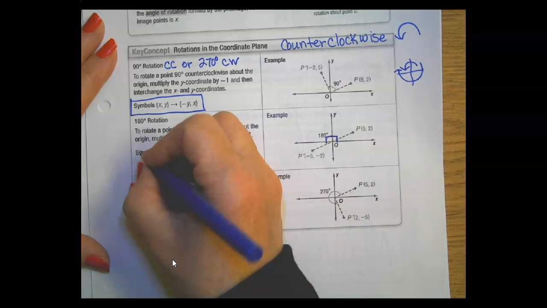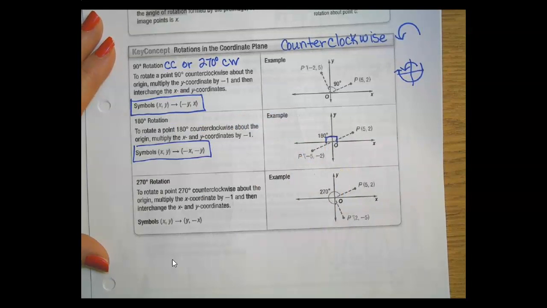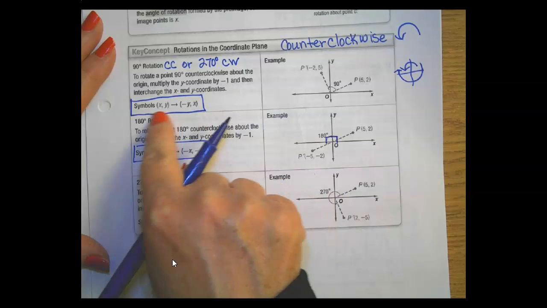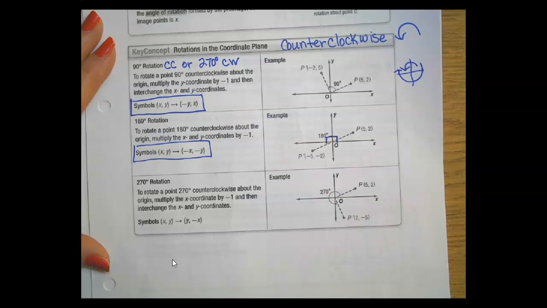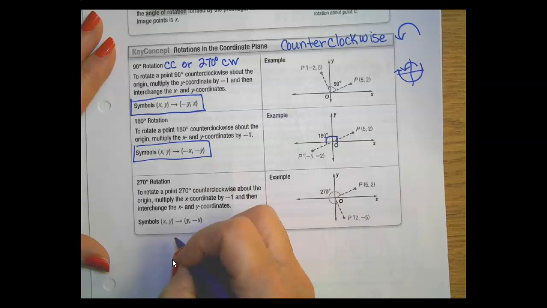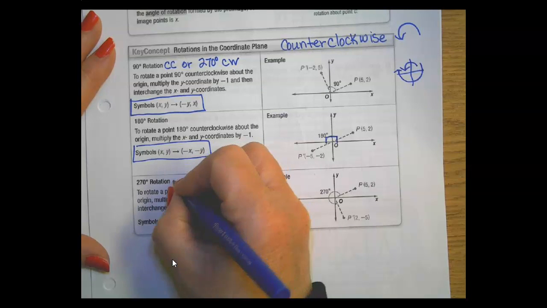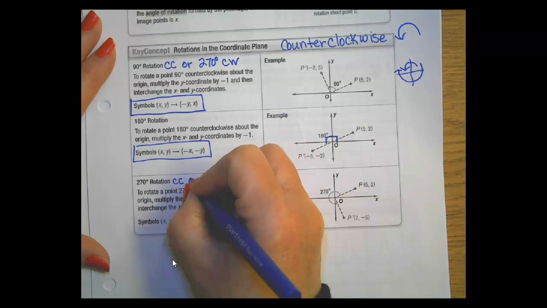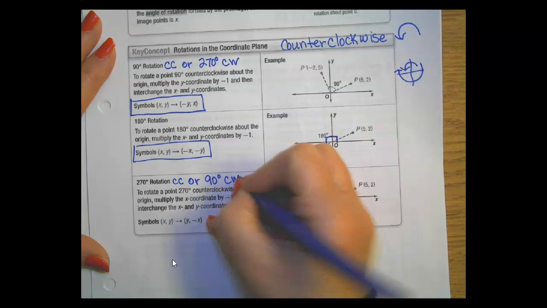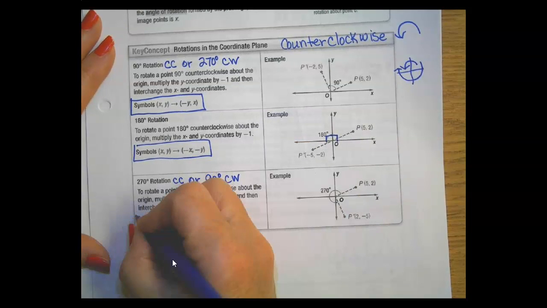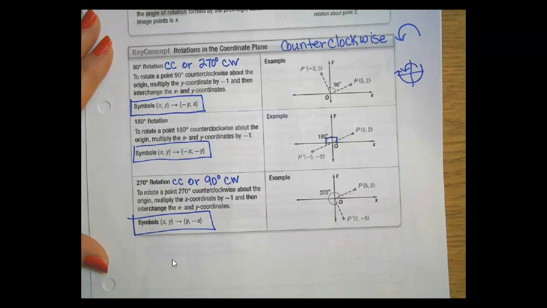So, and here's the rules. Again, I would highlight these. These are important. You're just changing those values. So it's the opposite of y, x stays the same. They just changed positions. The 270 rotation is the same thing as that's counterclockwise, or 90 degrees clockwise. It's the same thing. So there you go. Those are the rules.